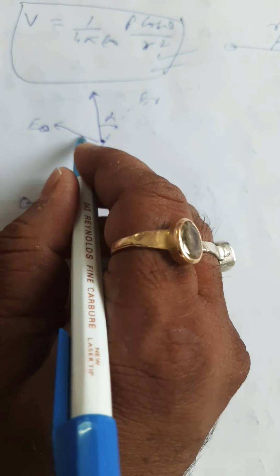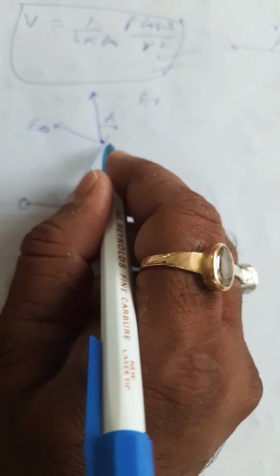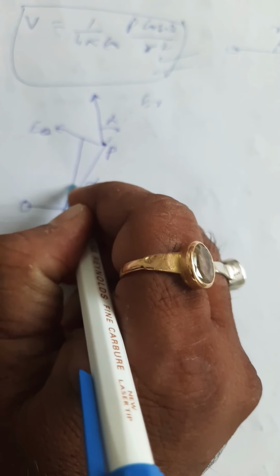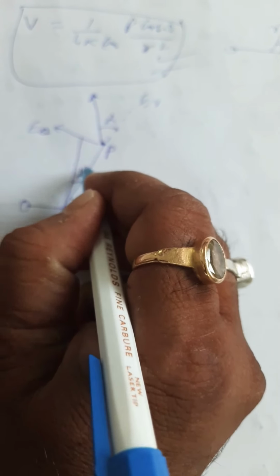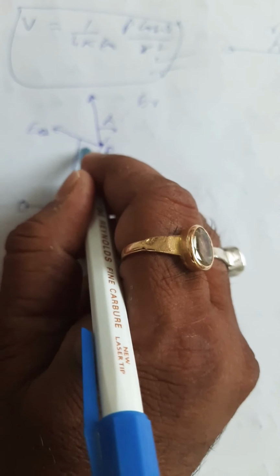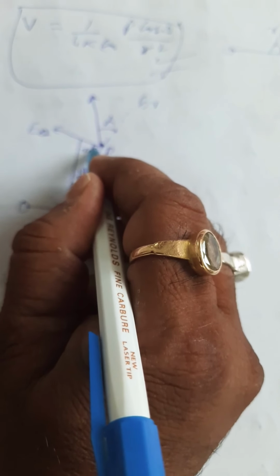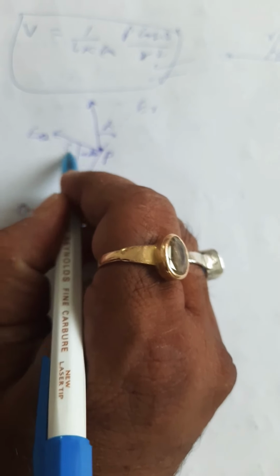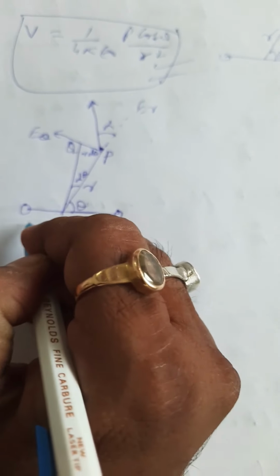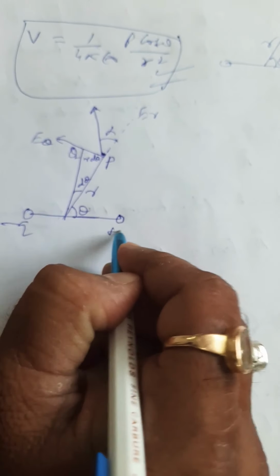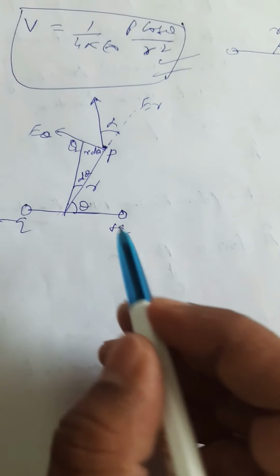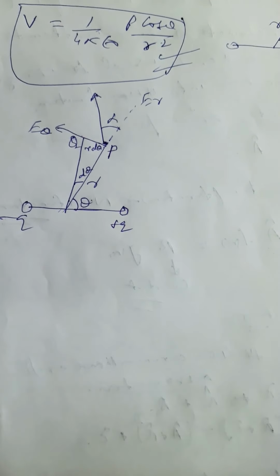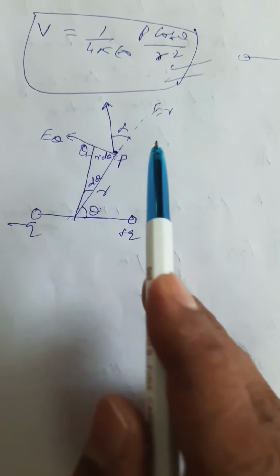So we'll just consider this point P to move slightly, making an angle d theta, so that this distance will be given by r d theta. So what we have done is that we have moved from P to a new position Q, and here we are having minus Q and plus Q. So this is the basic diagram for finding out the field at this particular point.